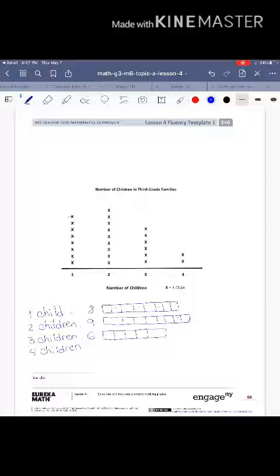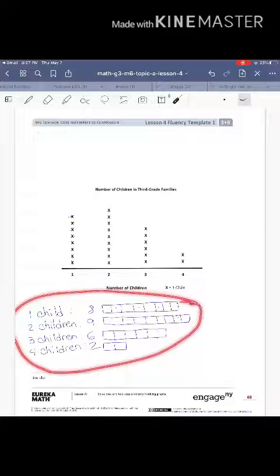And how many families have only 4 children? Only 2 families have 4 children. So we're going to put here. Sorry. Okay, now I'm confused. So the number of families that had 4 children are 2. And I'm just going to draw right here my 2. Okay? So this will be how it looks if we're using a tape diagram.